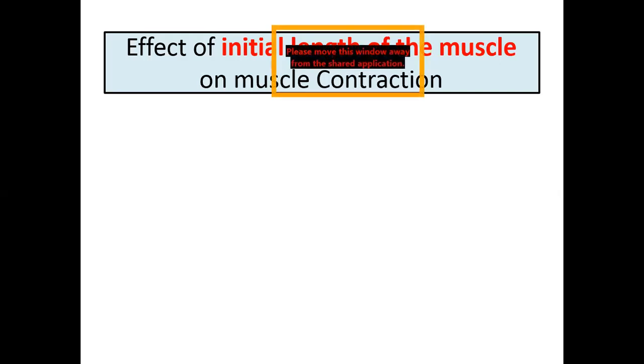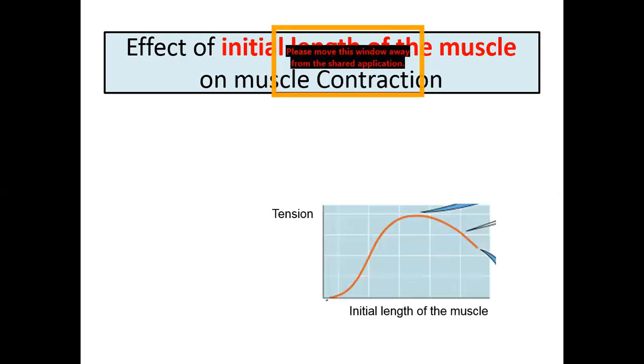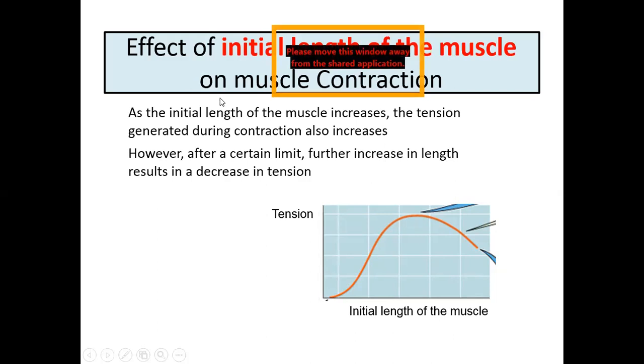So what is the effect of the initial length of the muscle? As the initial length increases, what happens to the muscle tension? It increases up till a limit, and after that, even though the initial length increases, there is a decrease in the muscle tension. So as the initial length of the muscle increases, the tension generated also increases, but after a certain limit, further increase in the length results in decreased tension.